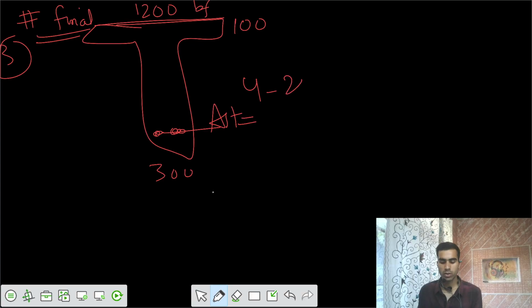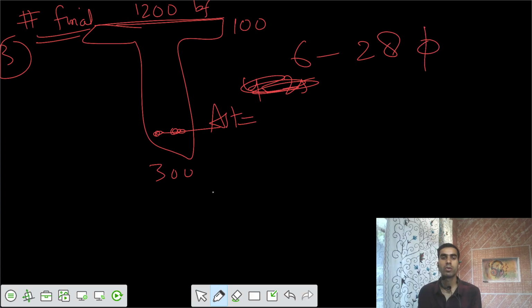We have now 6 number of 28 diameter bars, and small d is also same, 560. So all the data is same except that the steel reinforcement has been changed.